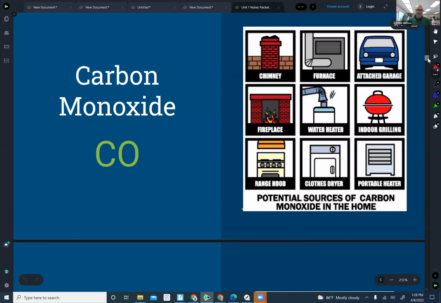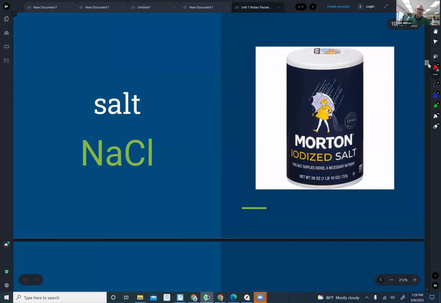Carbon monoxide, CO, not little o, capital C, capital O. It's two different elements, carbon and oxygen, combined together. It's very poisonous to humans. And it is a byproduct of inefficient heating. If there is a combustion going on, but it's not hot enough, it will produce carbon monoxide instead of carbon dioxide. Salt, as I previously mentioned, NaCl, sodium and chlorine added together.